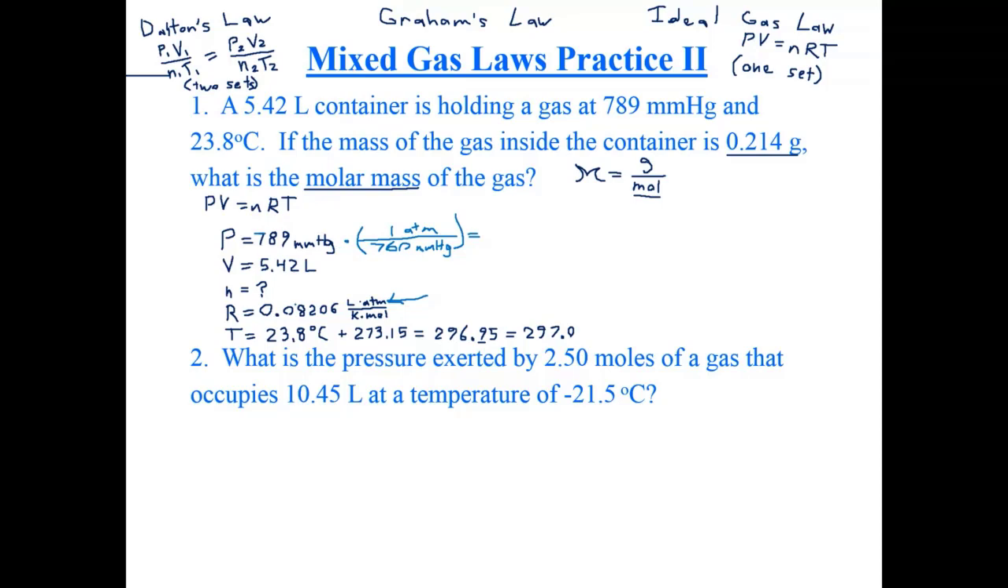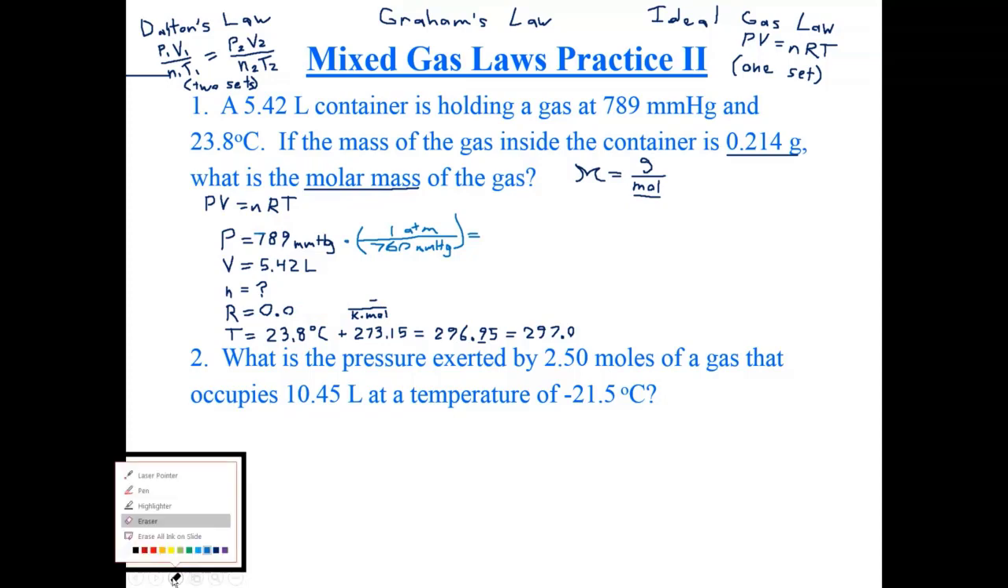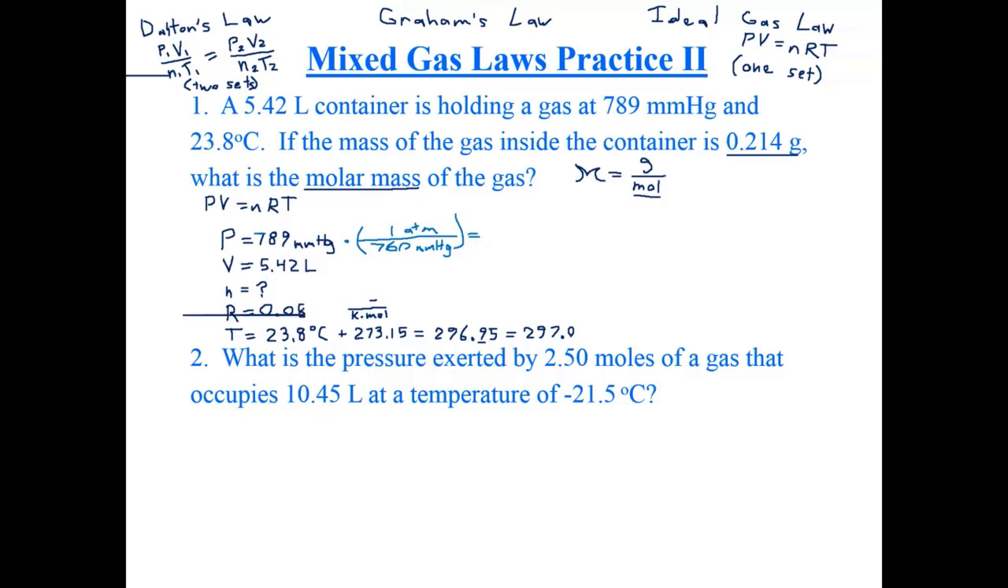In this case, the most commonly used one, and the most commonly given one, is the constant professors will often give to you. Not always, but usually, they'll only give you one, and it's usually this one: liter ATM per Kelvin mole.